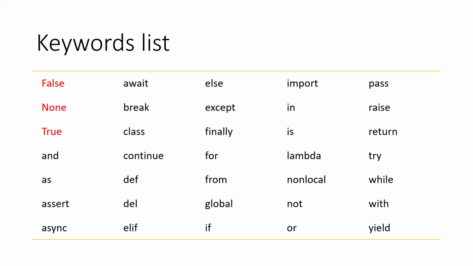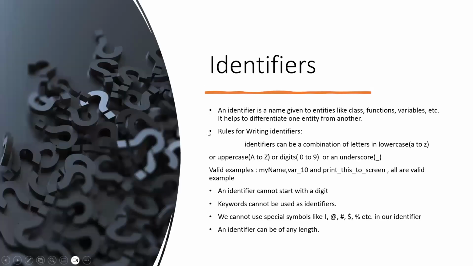Now one fundamental point you need to learn before we understand variable names and function names: we understand some reserved words. These reserved words cannot be used for variable names and functions. Now we need to understand the identifier. Identifier is nothing but variable names.